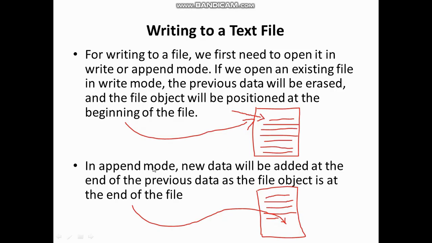For writing to a file in append mode, the new data will be added at the end of the previous data, because the file object will be placed at the end of the file. The previous data written before will be kept as it is. Now the new data will be added after the end of the file.